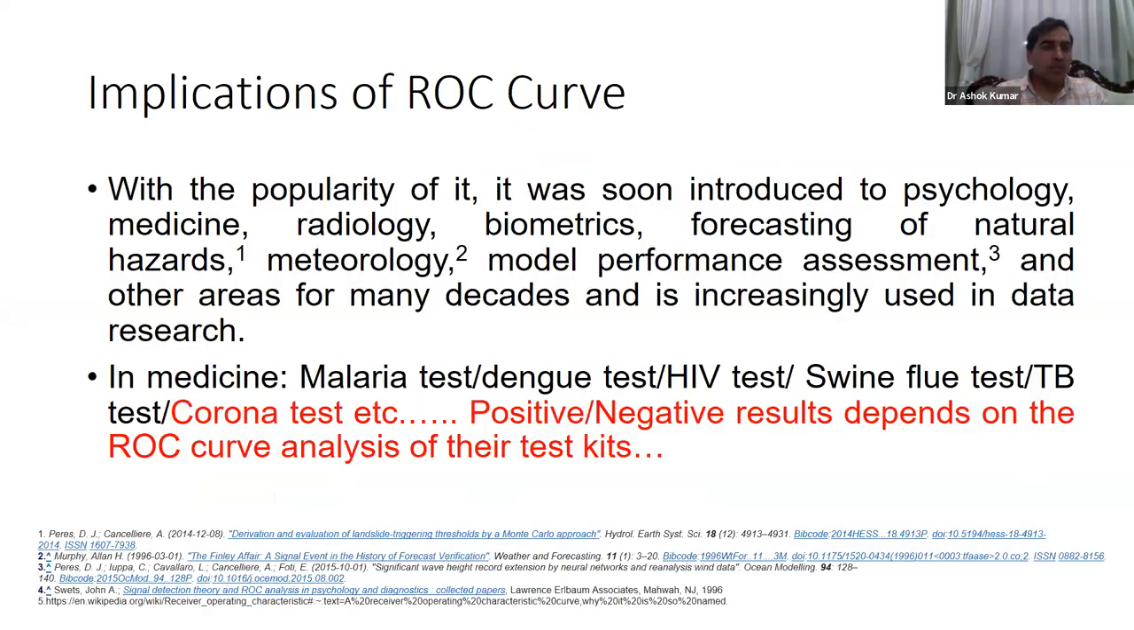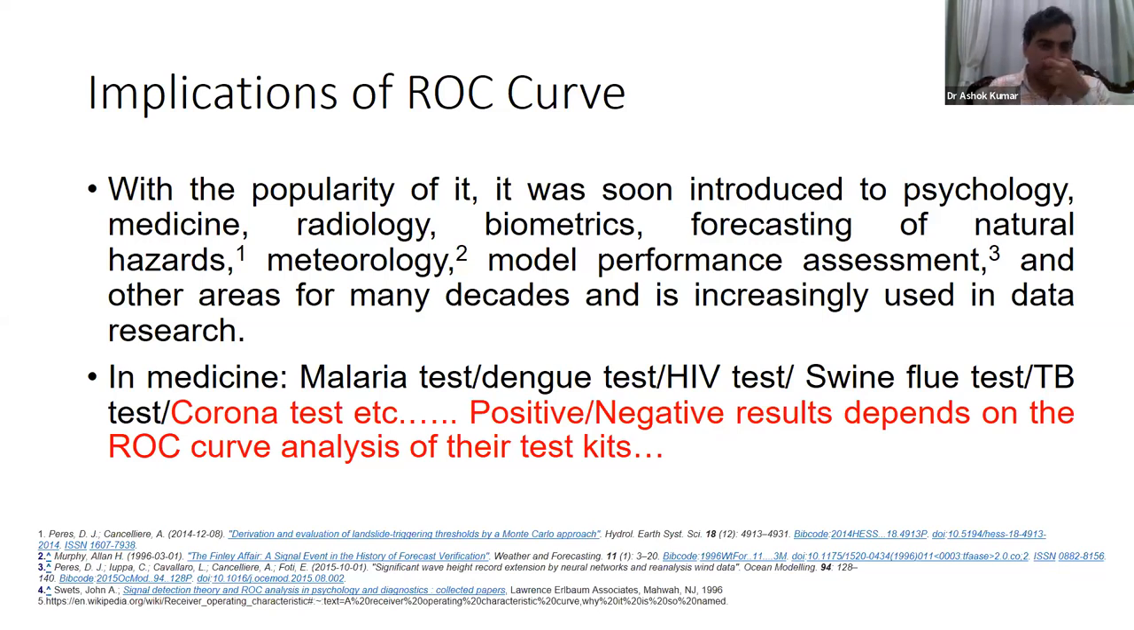So, the implication of the ROC curve: with its popularity, it was soon introduced to psychology, medicine, radiology, biometrics, forecasting of natural hazards like cyclones, meteorology, model performance assessment, and other areas for many decades, and it is increasingly used in data research also. In medicine, malaria test, dengue test, HIV test, swine flu test, corona test, TB test, etc. Positive and negative results depend on the ROC curve analysis of their test kits.